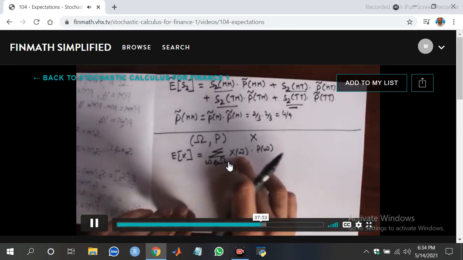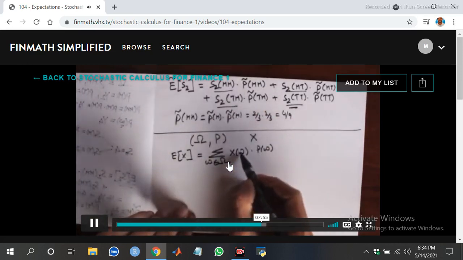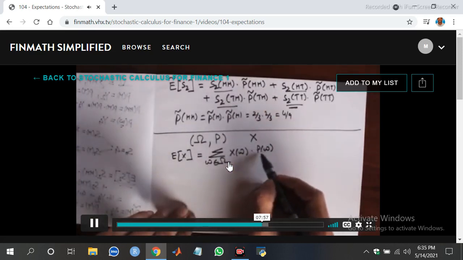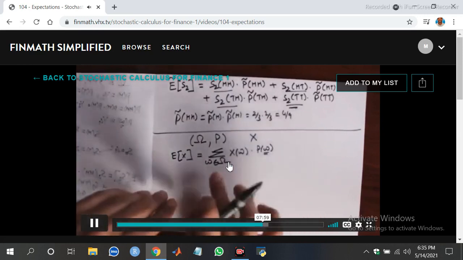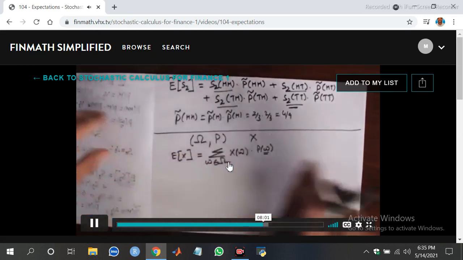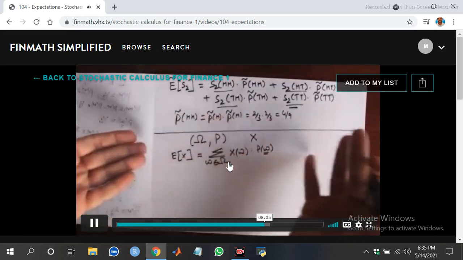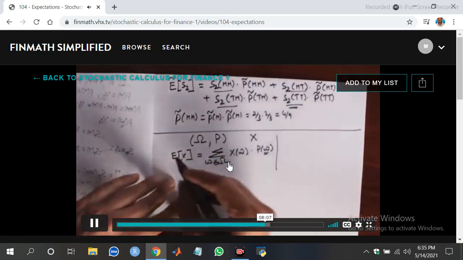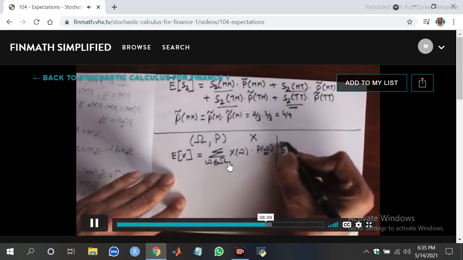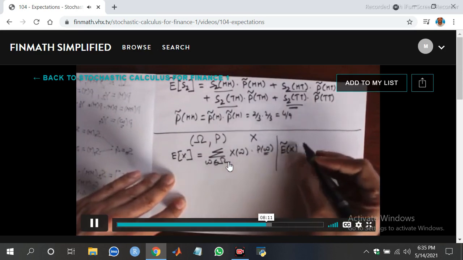So coming back, xw is basically the value of the random variable for outcome w, and pw is the probability of getting that outcome, right? And we need to sum it across the entire sample space, just like the way we've done here, and that's basically our expectation.